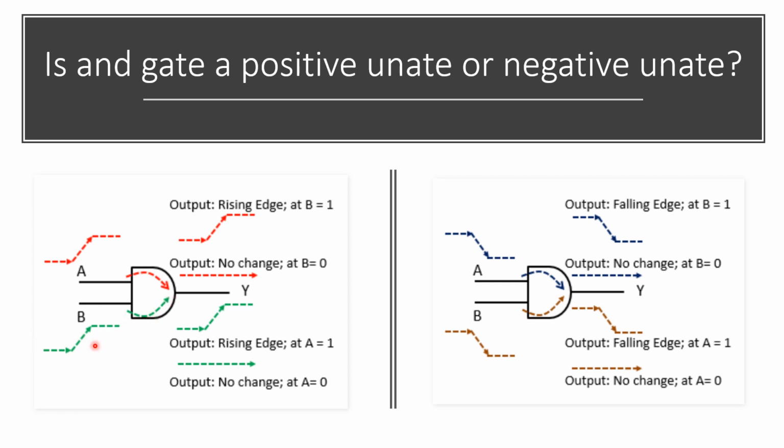Similarly, for the arc here, you have a rising edge on B. If A is kept constant at 0, then you have no change. If A is kept at 1, then the output is a rising edge. So it's positive unate. It's the same case for the falling edge. So you have a falling edge. If B is 0, then the output is constant. If B is 1, then you have a falling edge. It's the same for this arc. So the AND gate is positive unate.